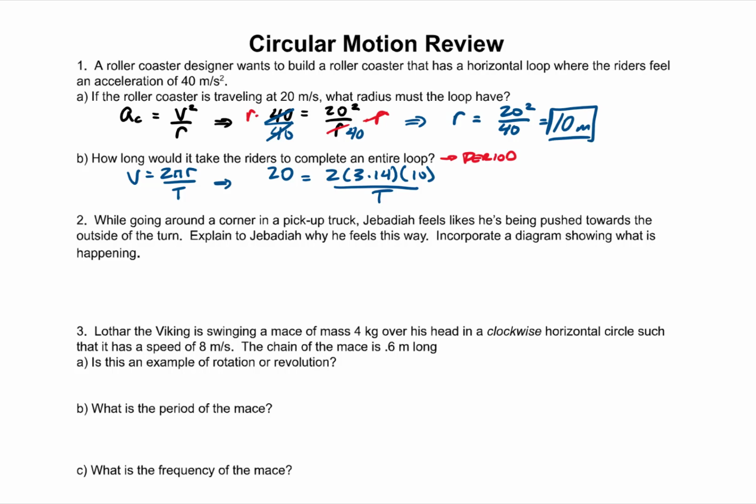Well, here the period's on the bottom. So we're going to multiply both sides by the period. And we want to isolate the period, so we're going to divide both sides by 20. It gives me the period is equal to 2 times 3.14 times 10 divided by 20, where the period is 3.14 seconds. You need to know how to do calculations like both of these.